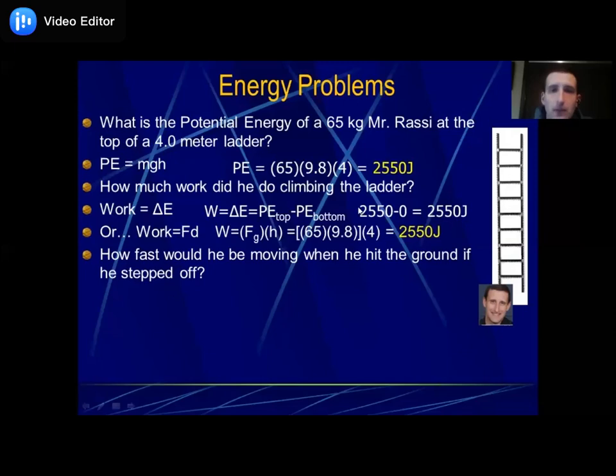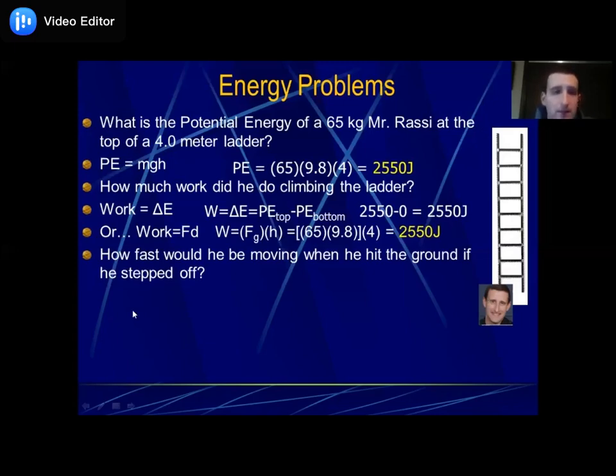So we know how much potential he has at the top. We know how much potential he's going to have at the bottom, right? We talked about that already with the work. So potential, he's got some at the top, he's got none at the bottom. Kinetic, if he steps off the ladder, he's not going to be moving yet. So he's got no kinetic at the top, and he's got a bunch of kinetic at the bottom.